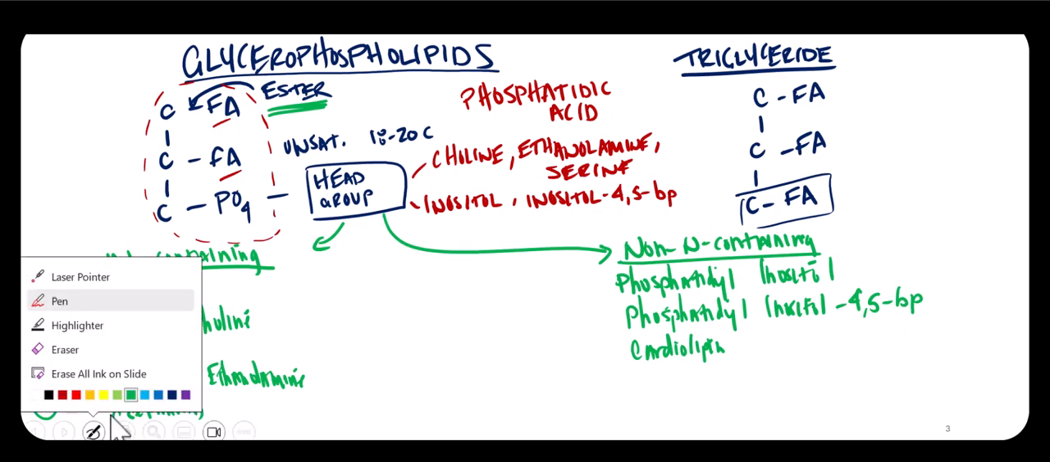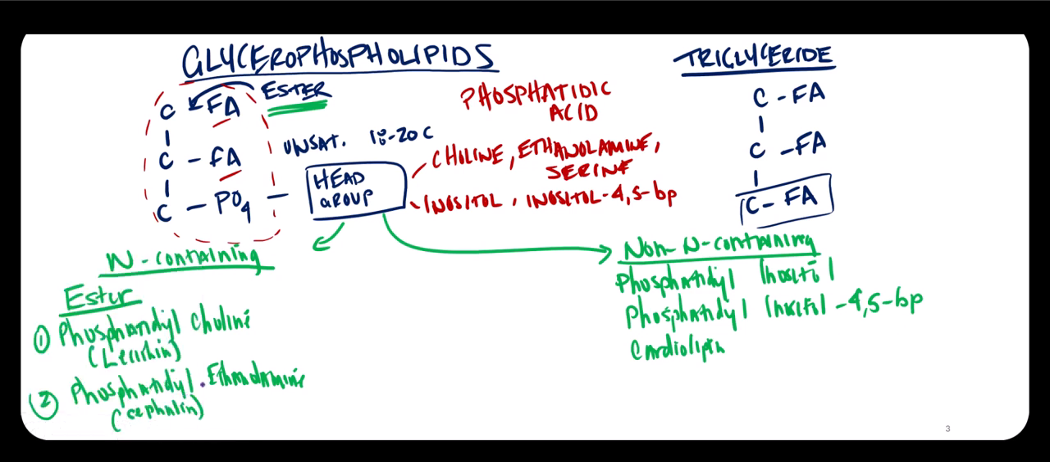Or we said that we can switch that ester bond out for an ether bond. Remember, we get rid of the carbon double bonded to the oxygen. It's just an oxygen bridging two parts of the molecule. So we switch this ester out for an ether bond. Then we can get a couple different things. If choline is the head group, we get platelet activating factor. We'll talk about that in a minute.